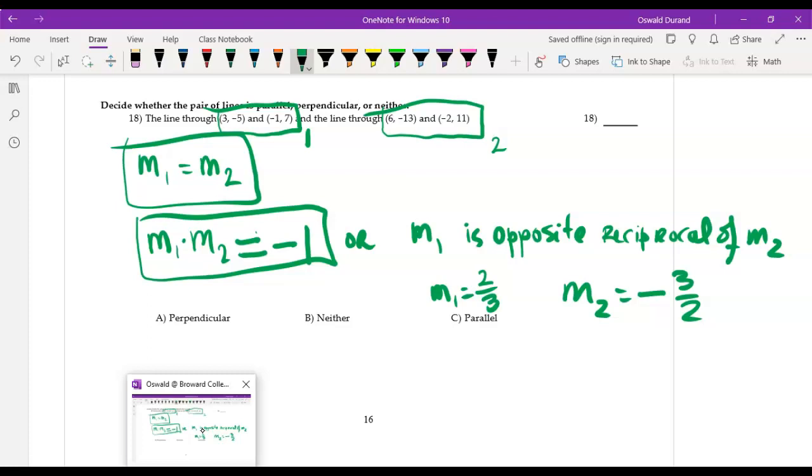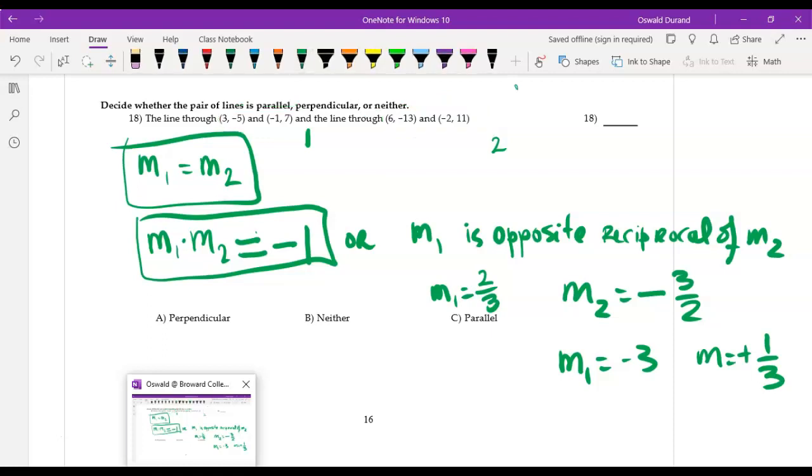Okay? If it's a whole number, then it could be m1 is equal to -3, then m2 is positive, just to show that it's positive, and then the reciprocal of 3 is 1/3. Or you can just put 1/3. Okay? So that's how you can establish that. But first, we need to find the slope. So let's find the slope here.